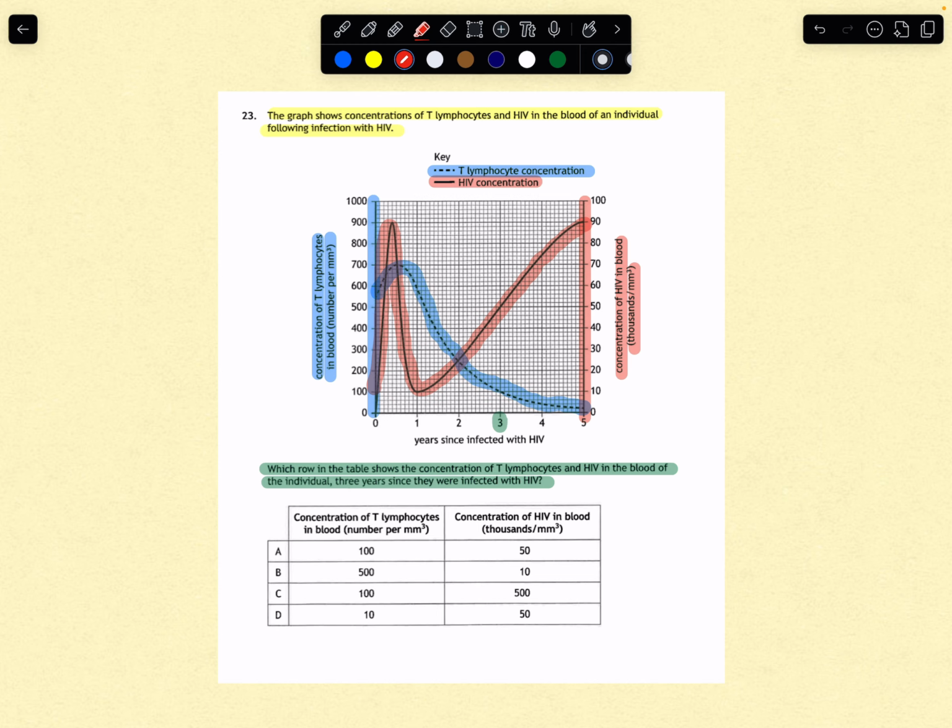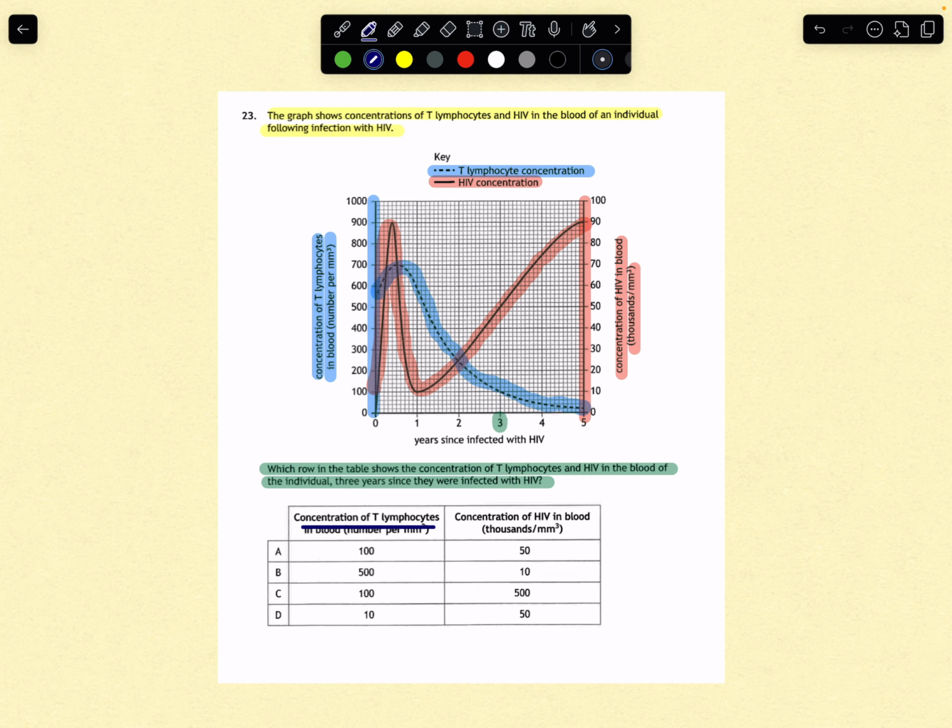Which row in the table shows the concentration of T lymphocytes and HIV in the blood of the individual 3 years since they were infected with HIV? So on the left hand side we've got concentration of T lymphocytes in the blood, and then the right hand side we've got concentration of HIV in the blood. For this I'm going to take a solid line, and the first one I'm going to do is it's going to be the concentration of T lymphocytes.